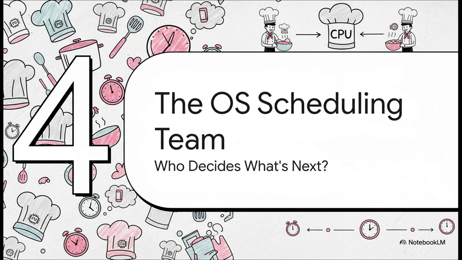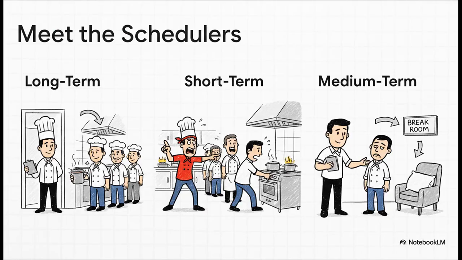So who's making all these calls? Who's the one telling the incredibly busy head chef which cook gets their attention next? Well, that crucial job belongs to a special management team inside the OS, and they're known as the schedulers. And there are basically three managers on this team. You've got the long-term scheduler. He's like the bouncer at the front door. He decides which new jobs are even allowed to come into this chaotic kitchen.